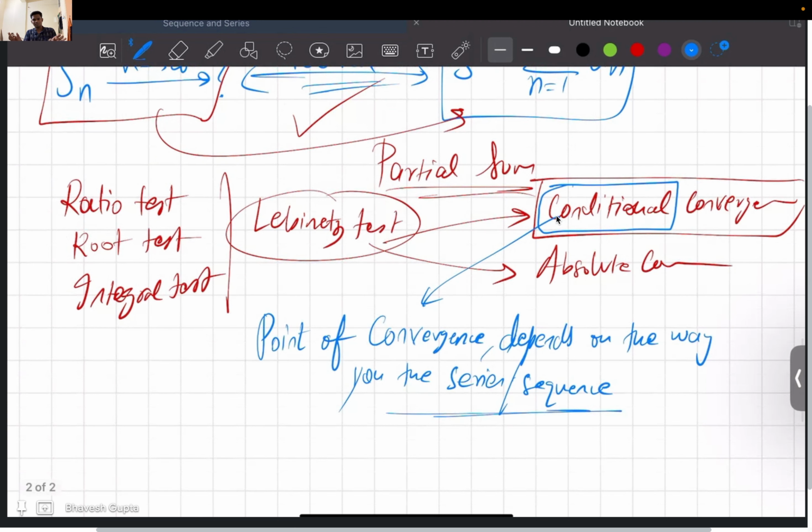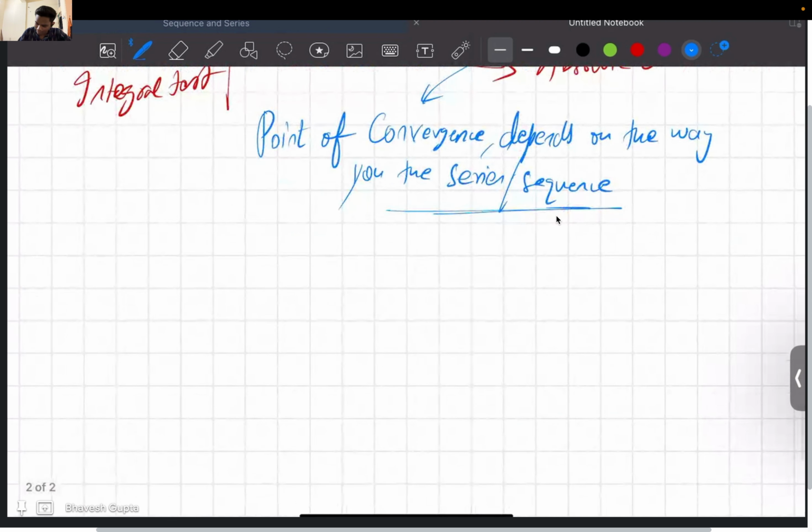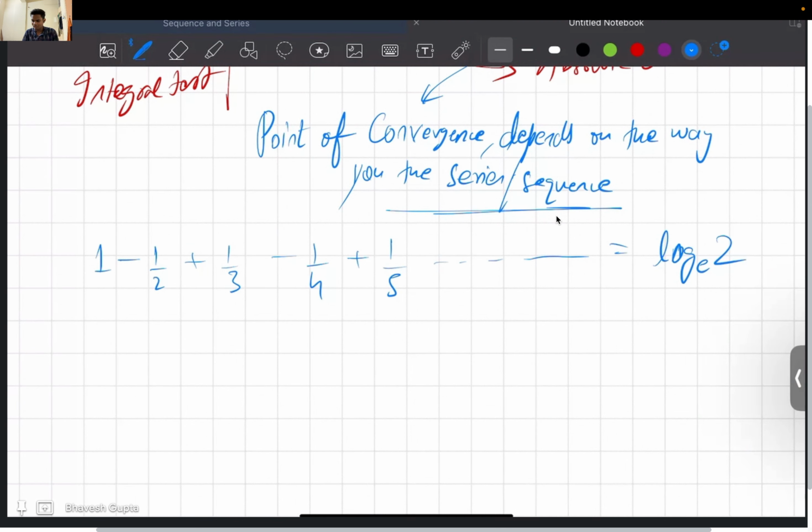If you rearrange your terms, you have a convergence, but the point of convergence will be different. Because the one which you saw earlier, this 1 minus 1 over 2 plus 1 over 3 minus 1 over 4 plus 1 over 5, right? This actually turns out to be logarithm base e of 2. So this is an example which is taught in the classroom. And you can see when you do this kind of an arrangement of the terms, it turns out that the summation is ln 2.